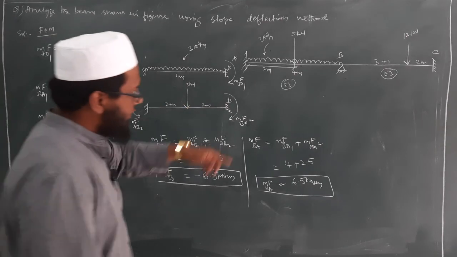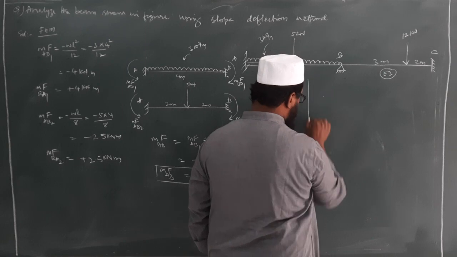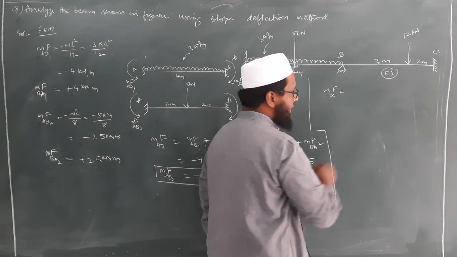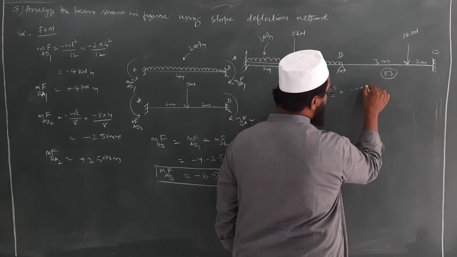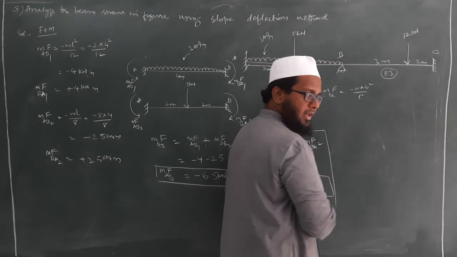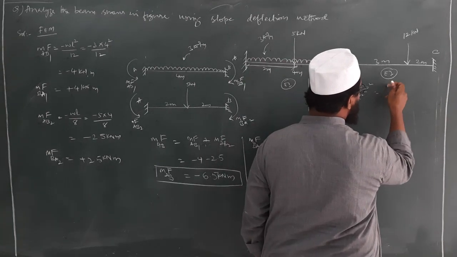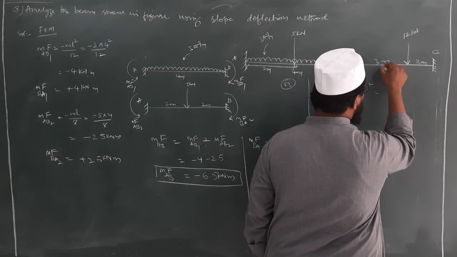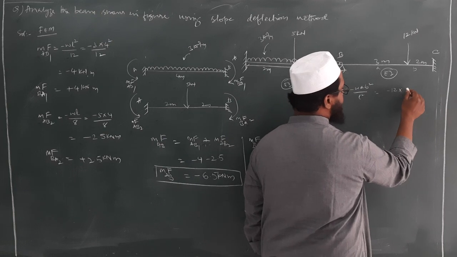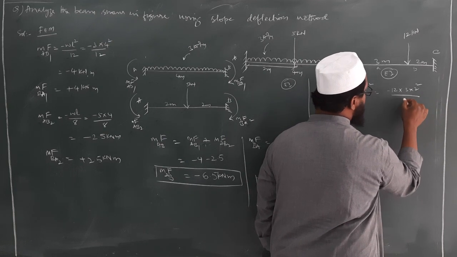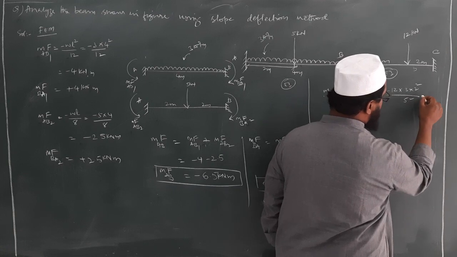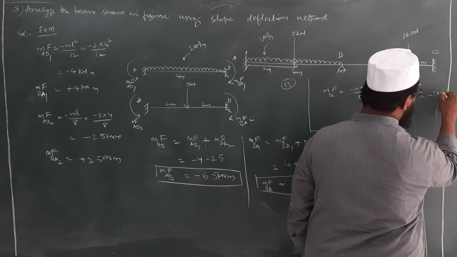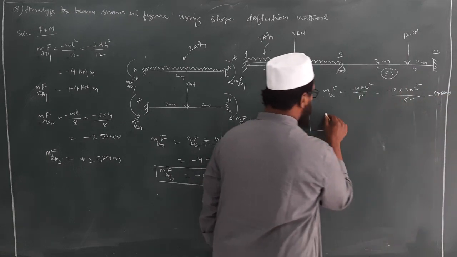We will calculate here itself. What is the value of MFBC? Can you tell me? Minus WAB square by L square. So minus W, what is W here? 12 into A is this one. This is A and B. So 3 into 2 square divided by 5 square. What is the value? 5.76 kilonewton meter.